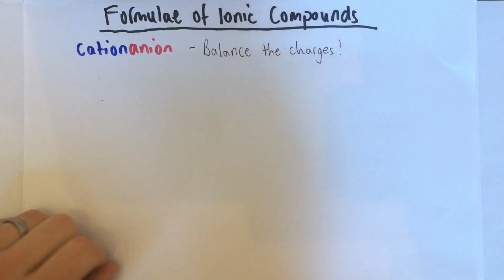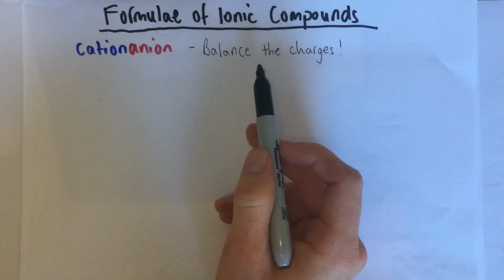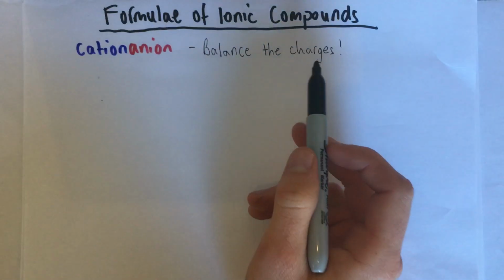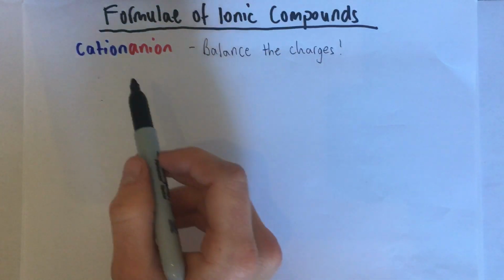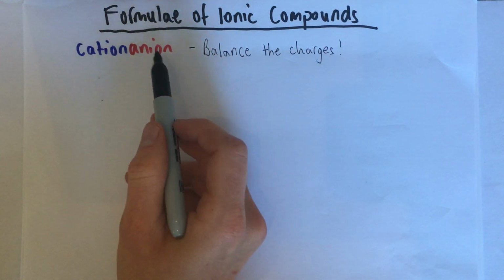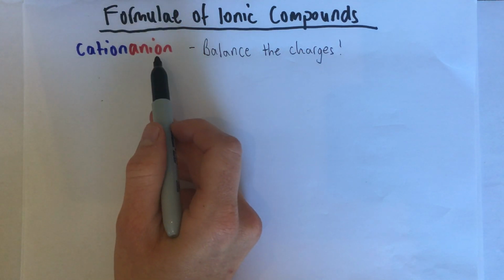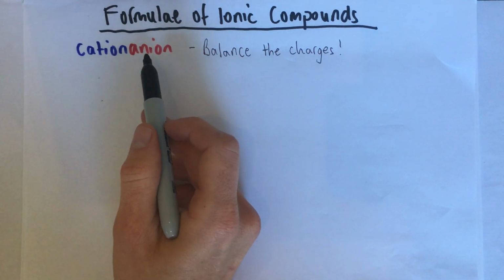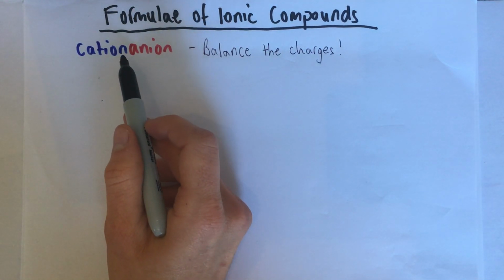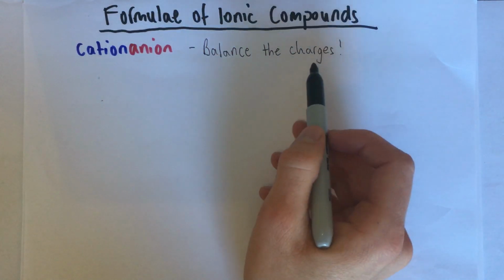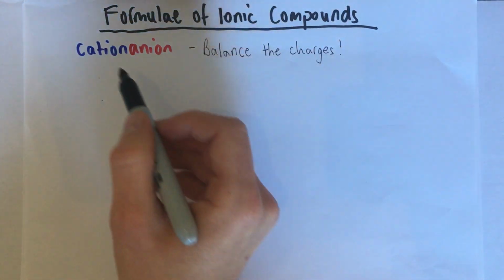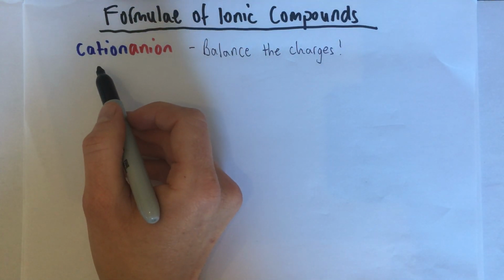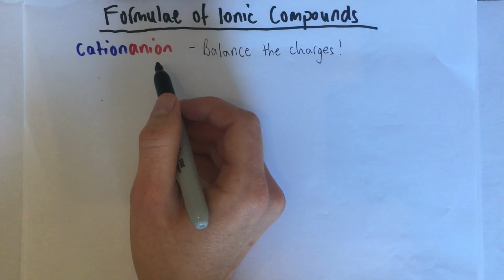I'm going to take you through how to work out the formulae of ionic compounds. So these are compounds that have got a metal and a non-metal, and these compounds will always contain cations and anions, positive ions and negative ions. You can't have one without the other, and the total charges have got to balance. So that's how you find out what the formula of an ionic compound is. You've got to have the same total positive charge and total negative charge.